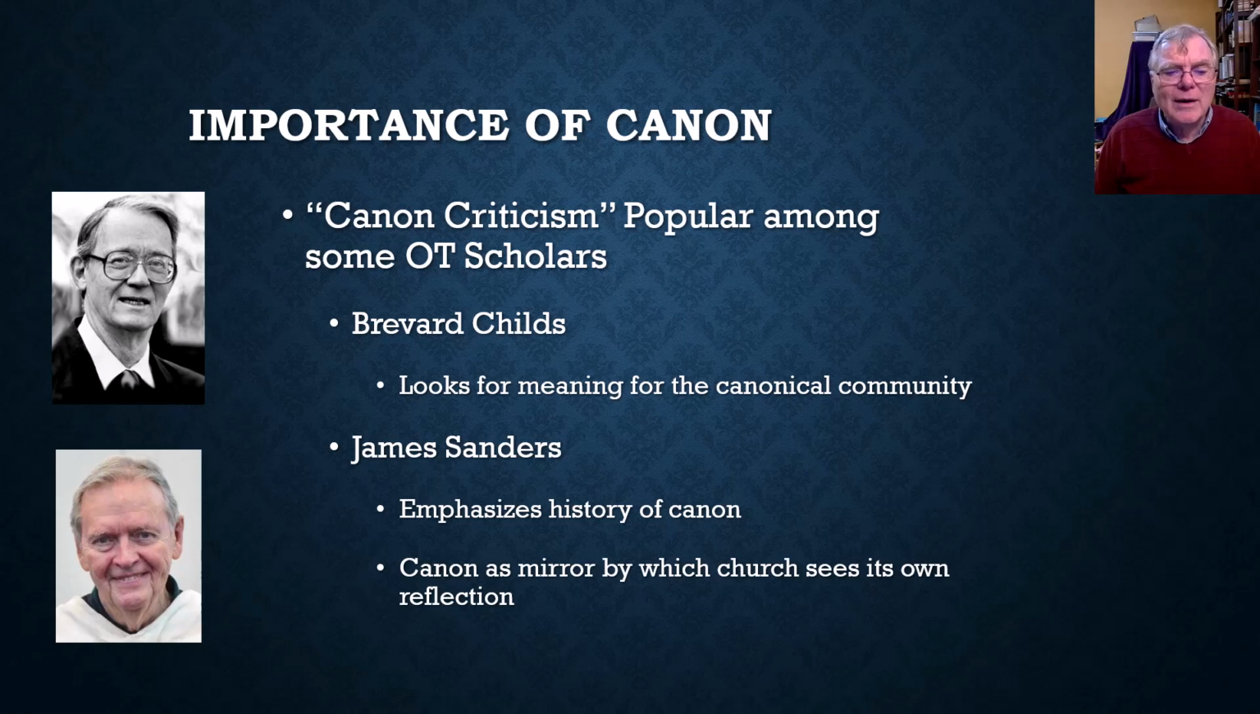Another one that was into canon criticism was James Sanders. He wrote a book, Torah and Canon, back in 1974. I'd call him a liberal theologian. He emphasized the historical process of how the canonical books reached their present form rather than the final form, which is what Childs would have emphasized. Anyway, he sees the Bible not as a source of authority, but as a mirror in which the church sees her own reflection, a rather weak view of biblical authority.